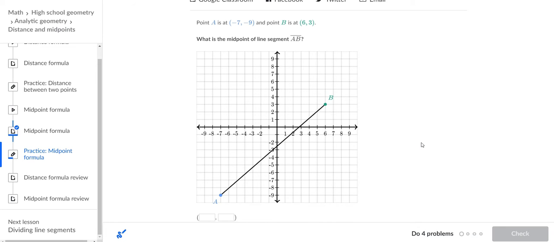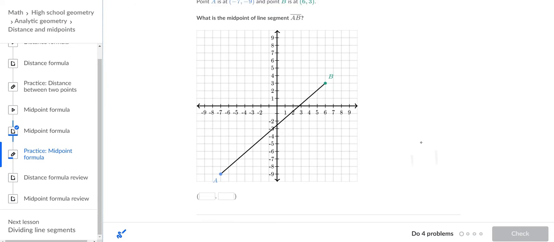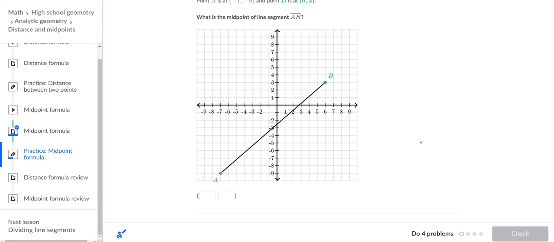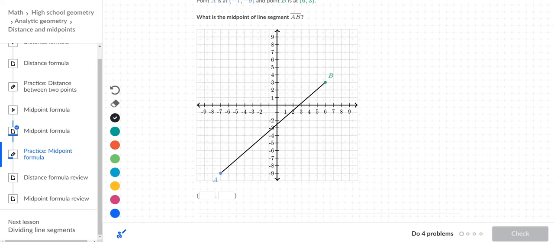It's giving us two endpoints, endpoint A and endpoint B. And it's asking what is the midpoint of the line segment AB, which is also graphed here for you. So to start off, we're going to use the midpoint formula for this problem.